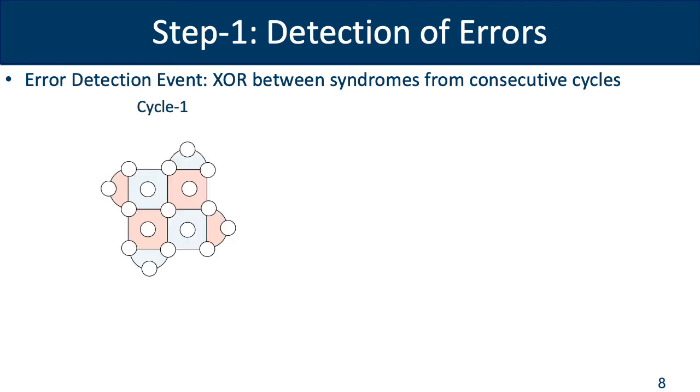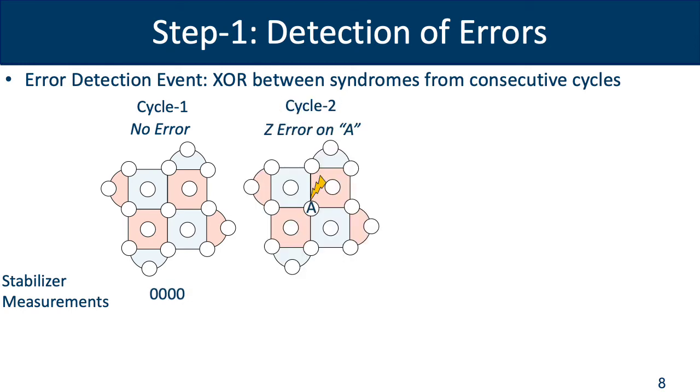Suppose in the first cycle there is no error. And for simplicity, let's only look at the X stabilizers. Measuring these stabilizers gives us all zeros. But now, in the second cycle, let's say qubit A encounters a Z error. This causes the adjacent stabilizers to flip, and reading the X stabilizers produces 0, 1, 1, 0.